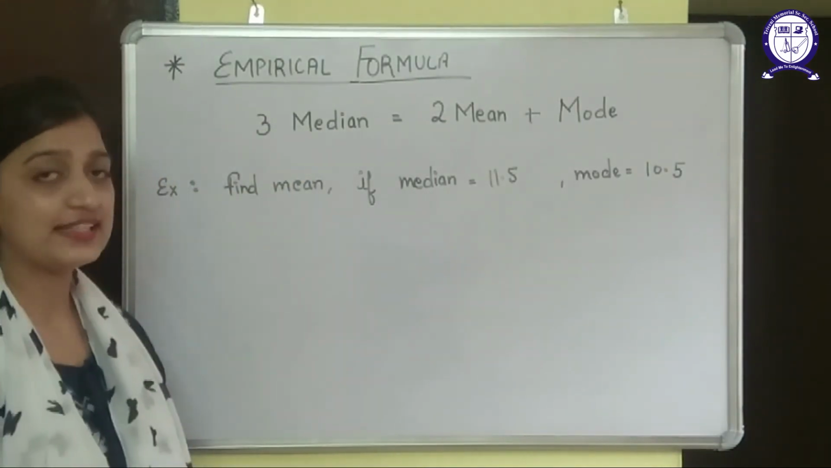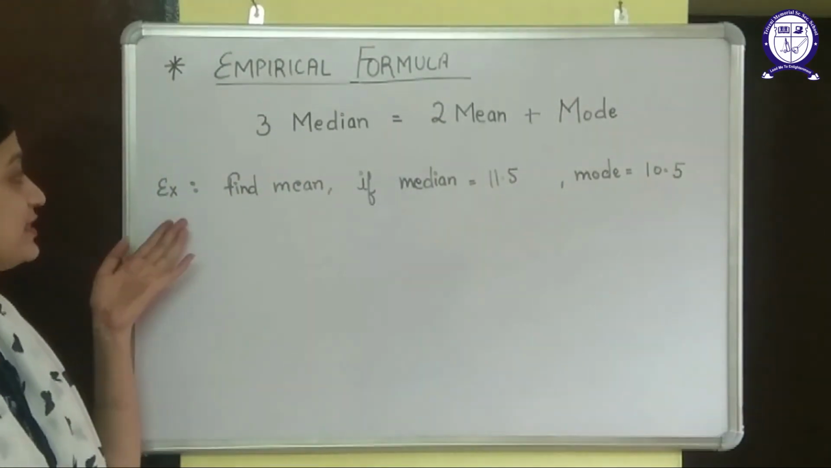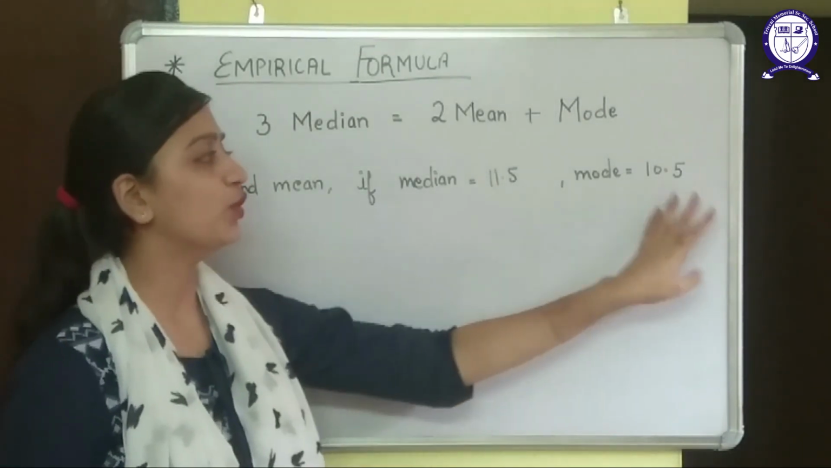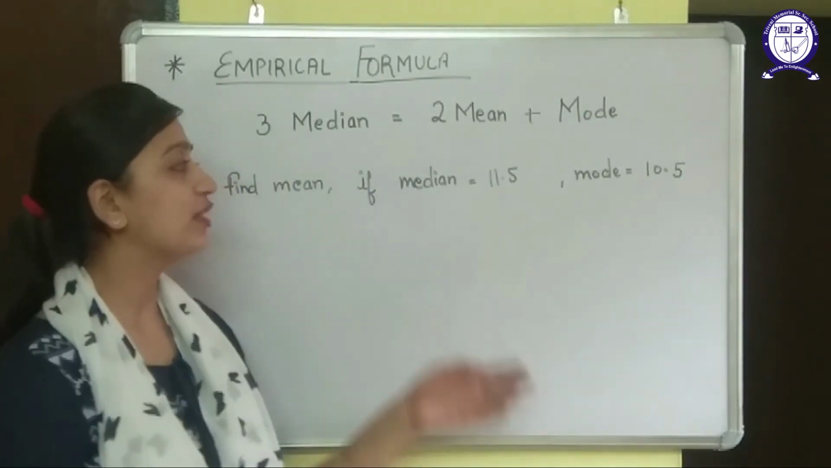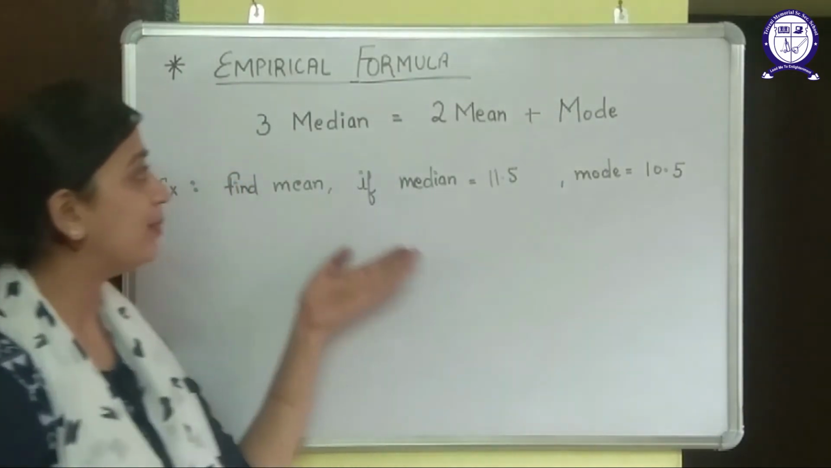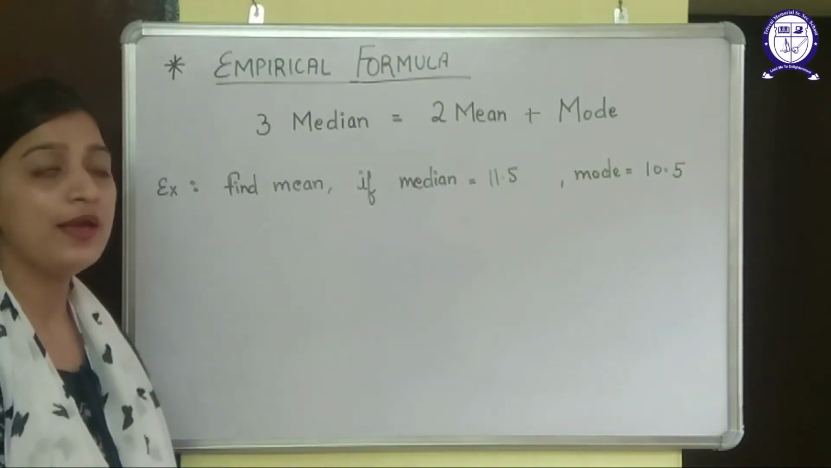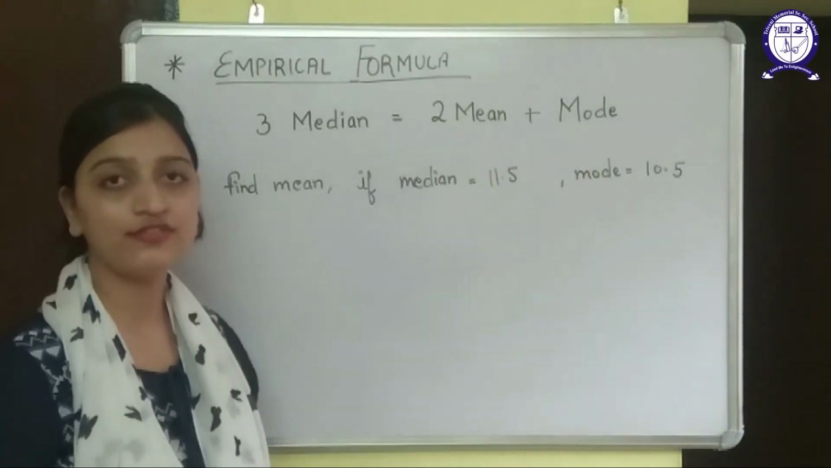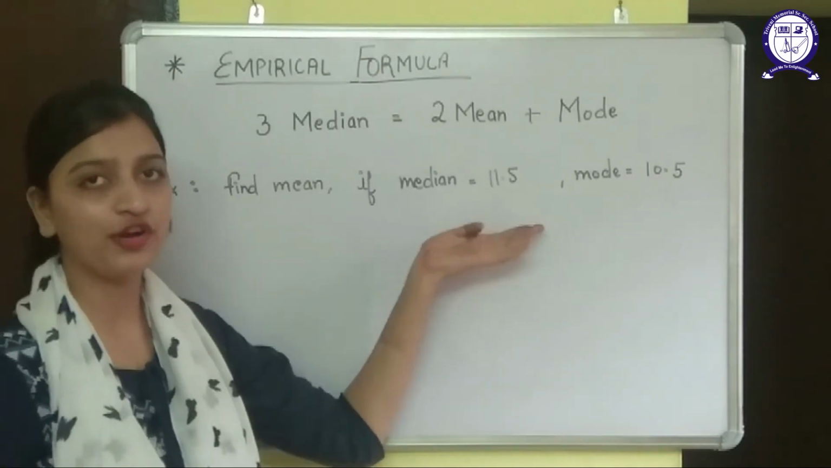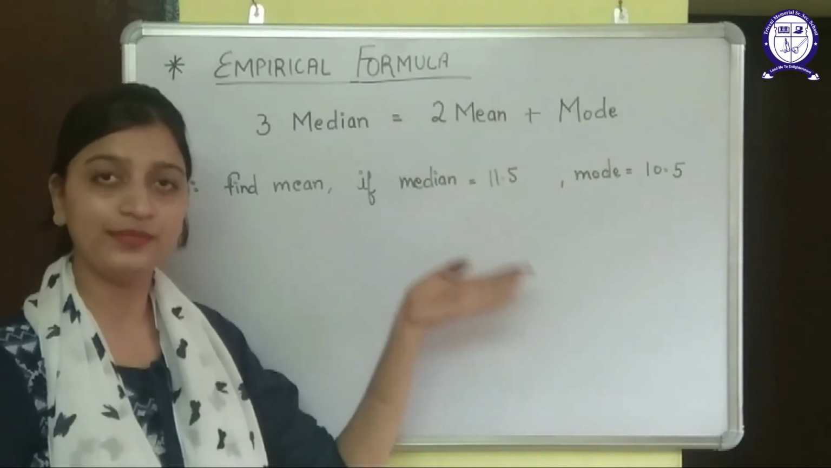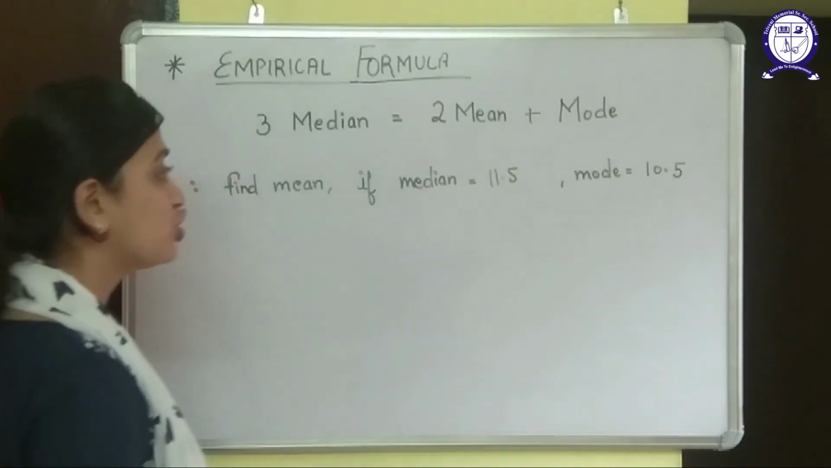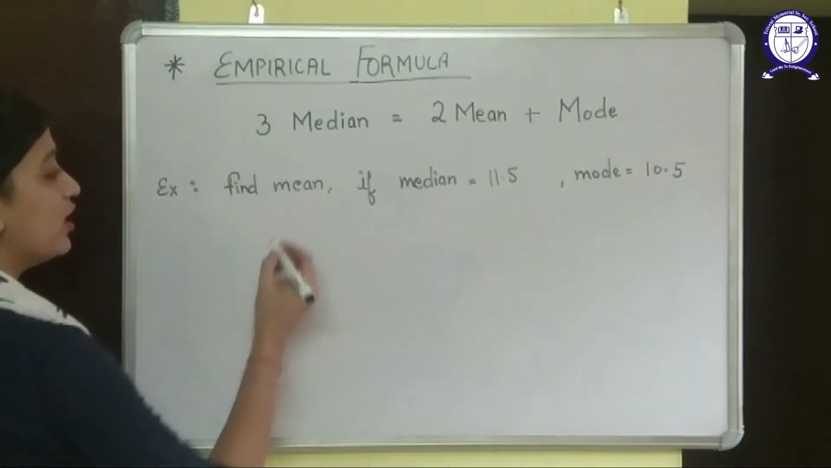Now let's take an example of this question. It says find mean if median is 11.5 and mode is 10.5. Now in this type of question there is no alternative way. You have to apply this formula only because I don't know the exact values of the data and there is no method of finding the data from the median. We can find the median from data but not the reverse. So I will apply this formula.